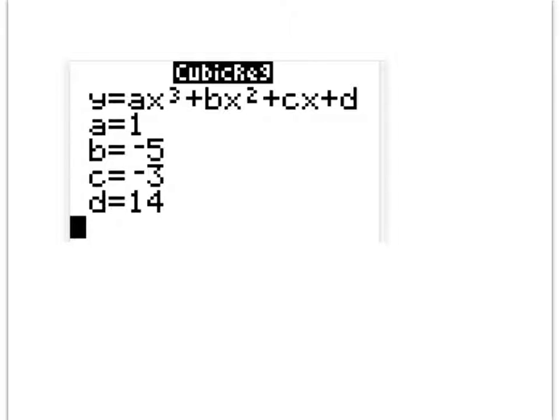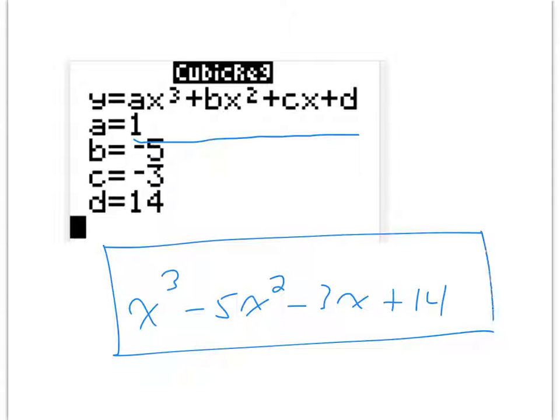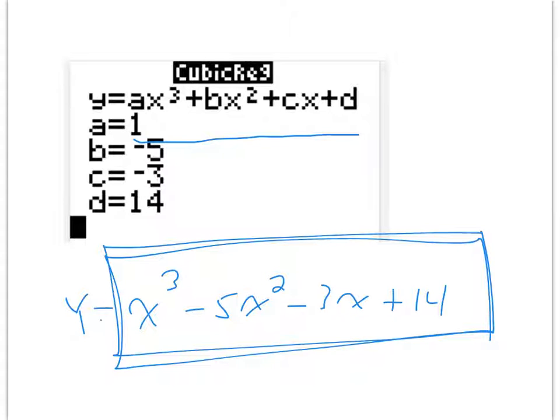And so our final answer is going to be in the form ax to the third plus bx squared plus cx plus d. So a was 1, so that's 1x to the third minus 5x squared minus 3x plus 14, and there is our cubic function. If you write y equals, then it becomes our function.